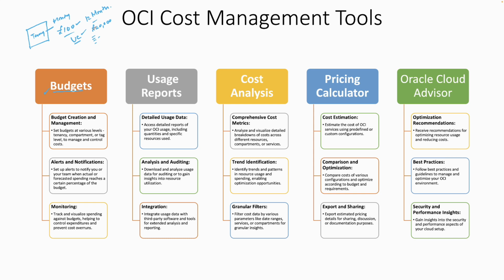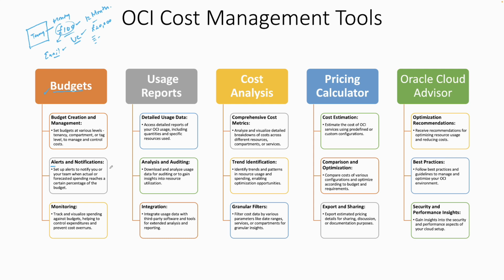You can have a look and these budgets can be set at tenancy level. You can do it at compartment level, or you can also control it via tags. And the good thing about budgets is that you can always have alerts and notifications. So obviously, let's say if I say my monthly spend is $100, as soon as I go over and above $100, I would be sent an email or notification, right?